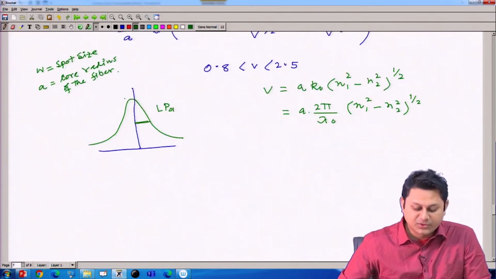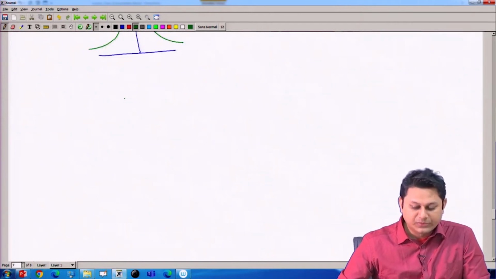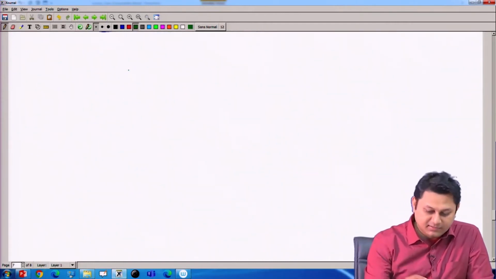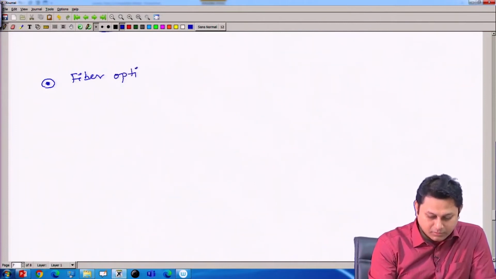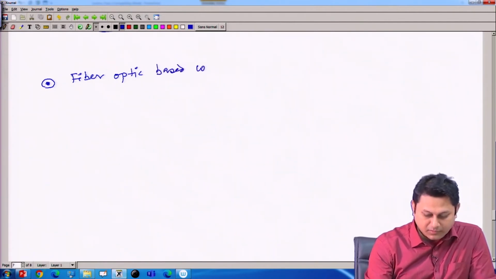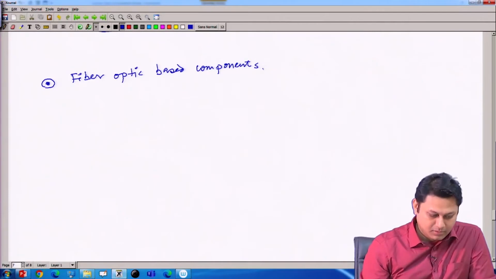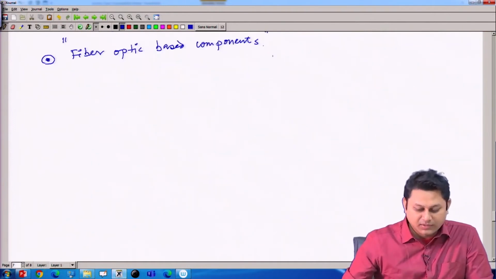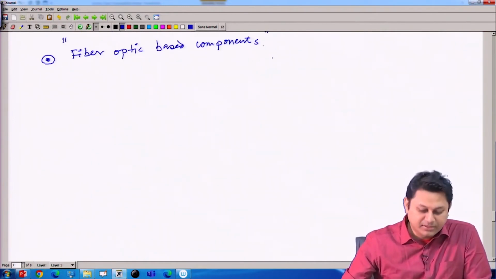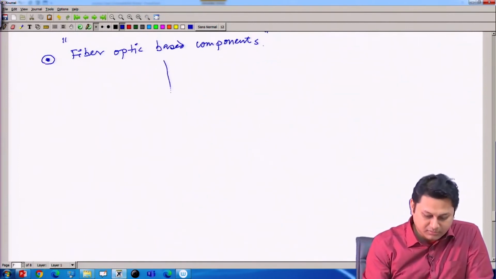Qualitatively we understand the mode distribution as well, and now we are going to jump to a new topic, and that is related to fiber optic components. Fiber optic based components. The fiber optics based components are very useful because we can have different kinds of optical components. So, what are those components?